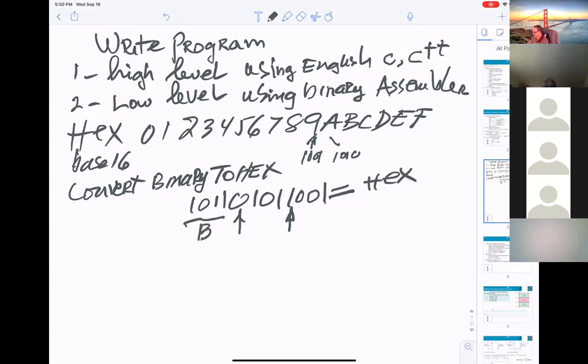B. Then you get 0101. What number? 5. We use it all the time. If you don't know, you can use 1 times 2 to the power of 2 plus 1 times 2 to the power of 0. So you get number 5. And this one, 1001, number 9. So it is equivalent to B 5 9, in hex, that means base 16.